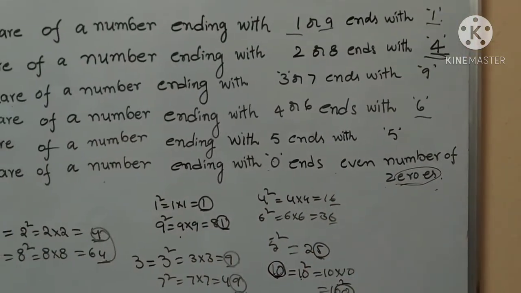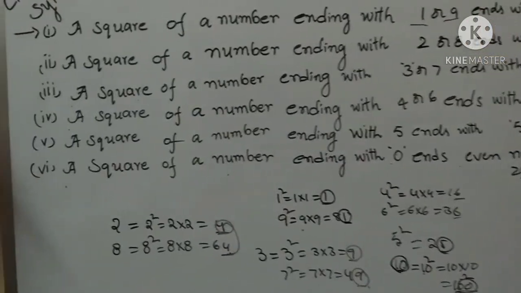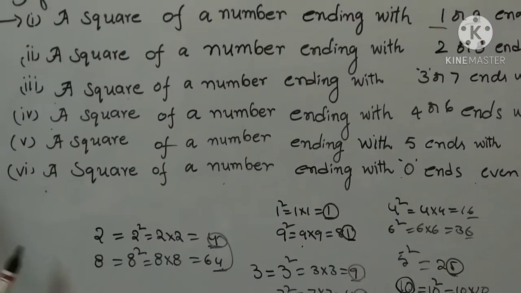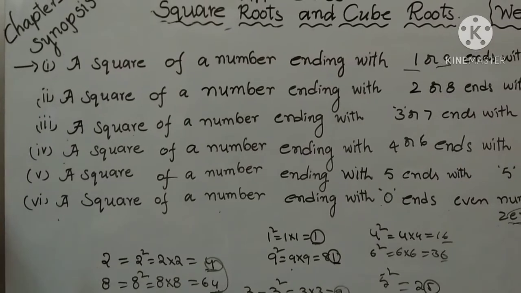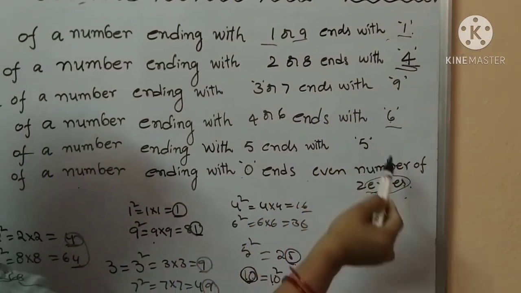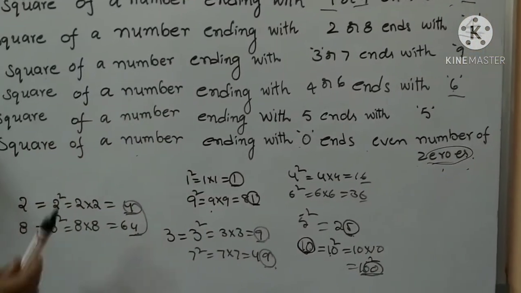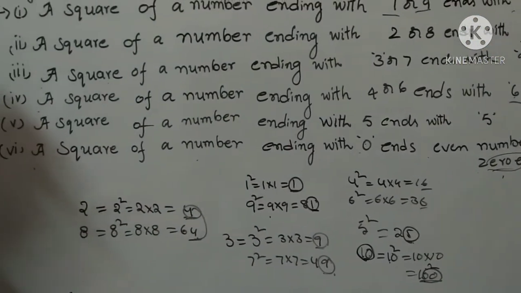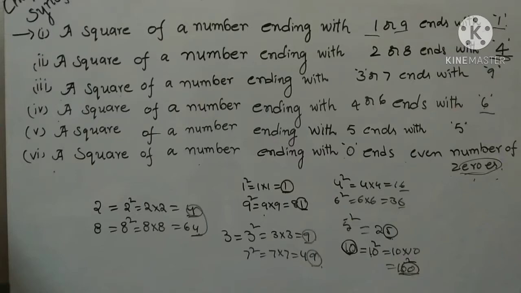So here 0 ends with an even number of zeros. Okay children, observe these properties. You take even numbers or odd numbers, the ones place is 1, 4, 9, 6, 5 like that. Okay, these are perfect square numbers. Okay children.